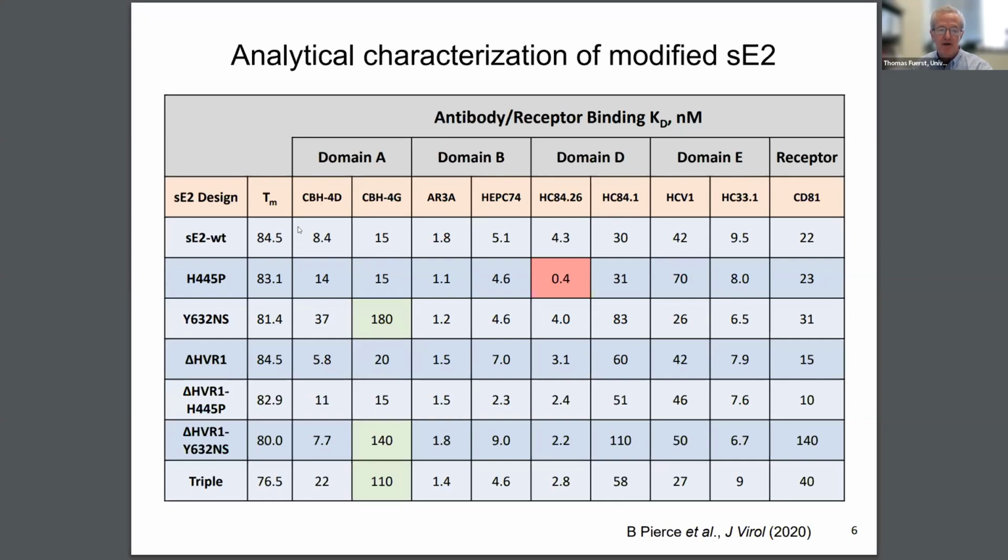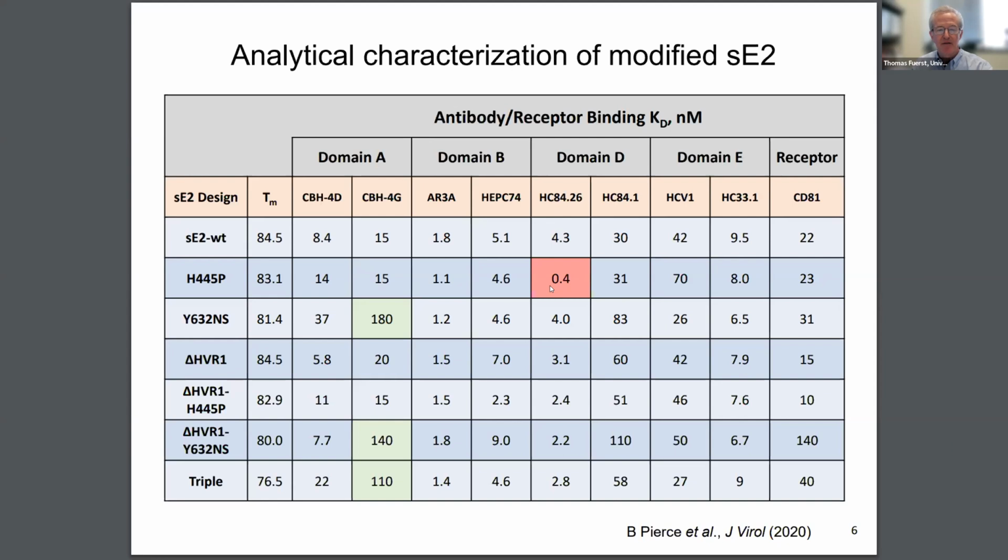All designs showed high thermal stability as measured by DSC. To assess the antigenicity, binding measurements were done using MAbs that target E2 antigenic domains A, B, C, and D. The binding affinities were largely maintained for wild type and mutant SC2 designs. However, there was a notable 10-fold increase in binding affinity of the SC2 design with a 445P mutation for the domain D antibody HC84.26. This is highlighted in red.